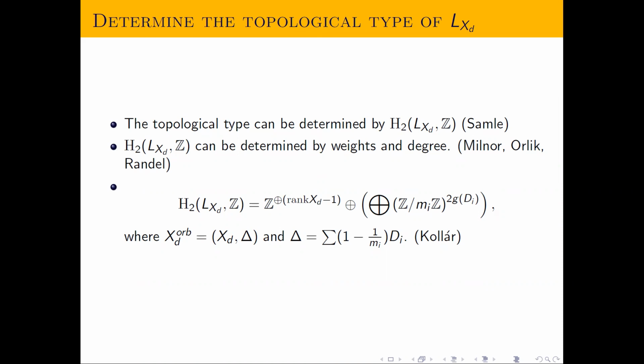So in the 60s, Milnor, Orlik, and Randell produced a formula which determines the second integral homology group of the link, which is given by the weights and the degree. So d is given and the weights are given, right? They just have some formula for this.